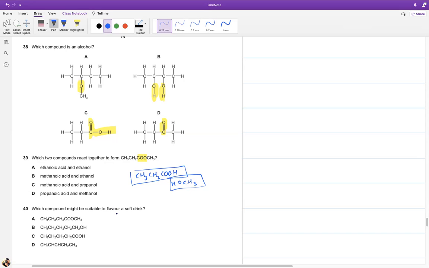Which compound might be suitable to flavor a soft drink? Any ester would be good. So देखते हैं. Remember, this is for flavoring it, not to make it fizzy, okay? So you are going to add some flavors. So flavor कहाँ से आता है? Ester से. तो ester ये है. ये alcohol है, नहीं suitable. ये carboxylic acid है, नहीं suitable. और ये तो एक simple alkene है, इसका तो कोई फायदा नहीं. All right. So if you're trying to flavor soaps, detergent, shampoos, anything, ester is the way to go.